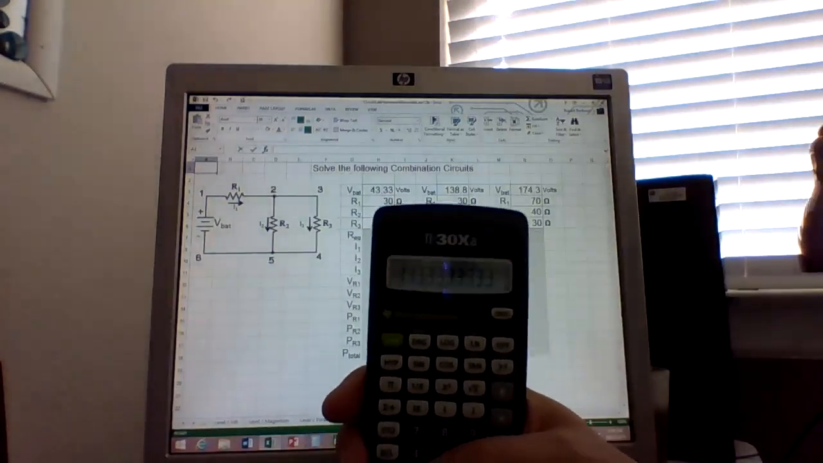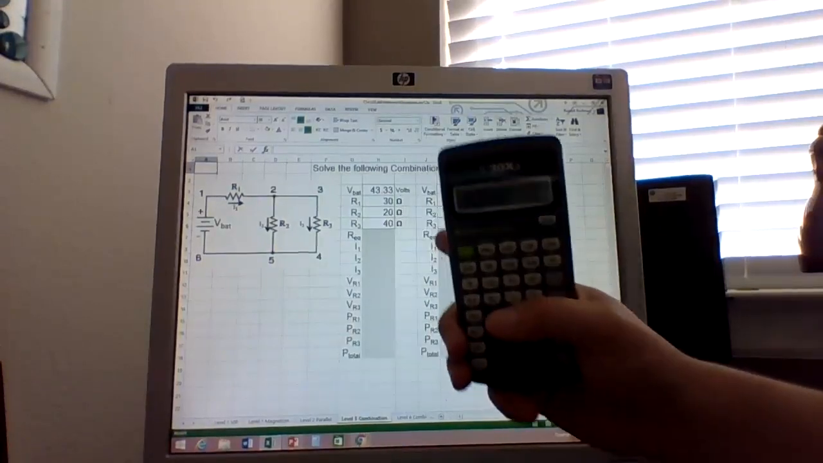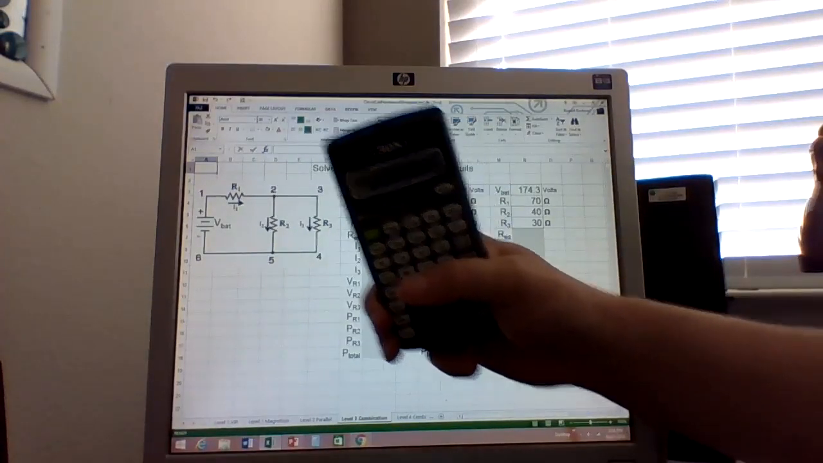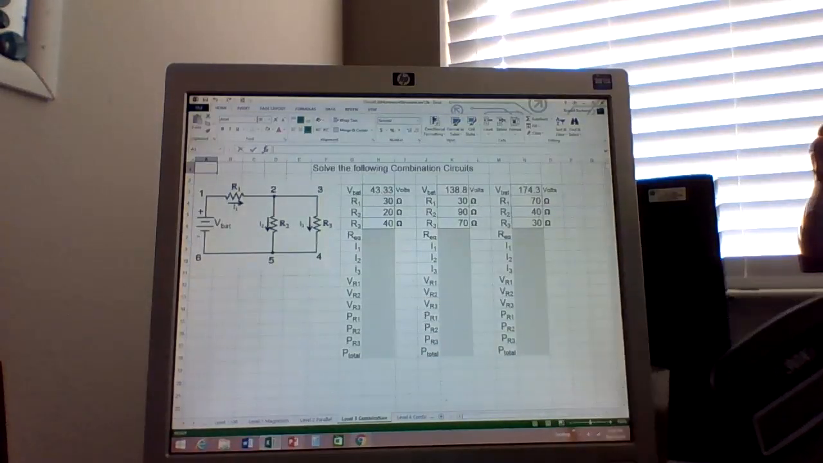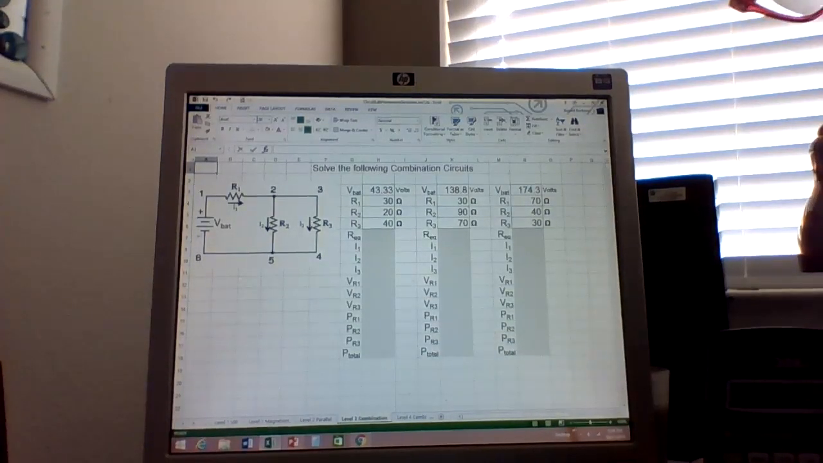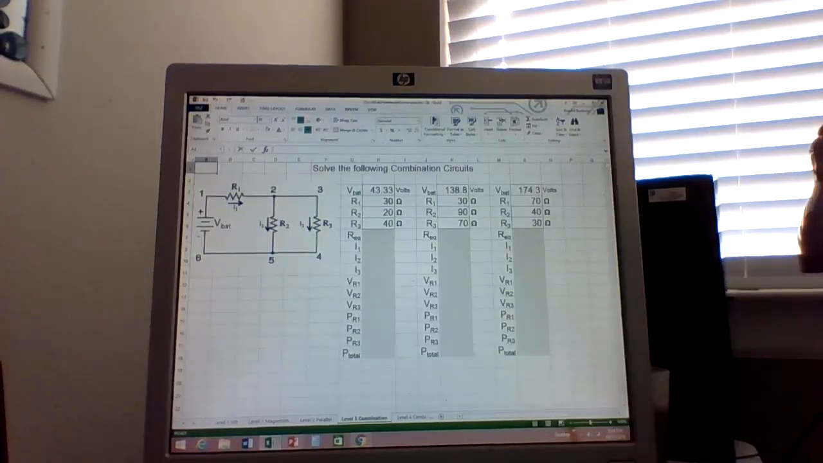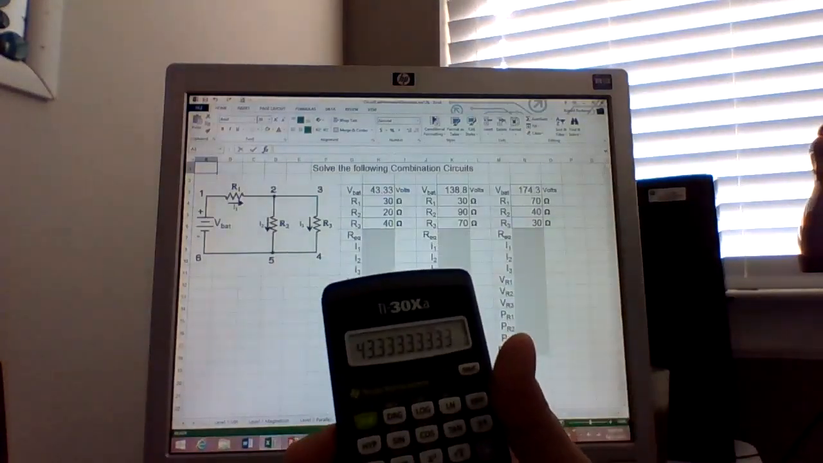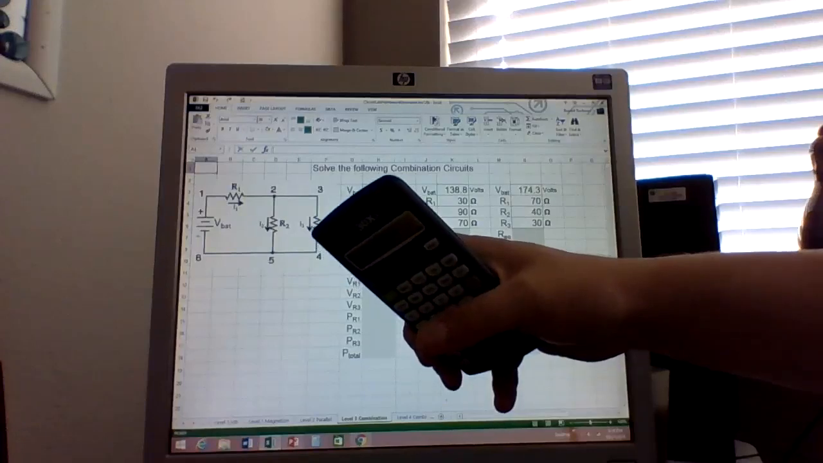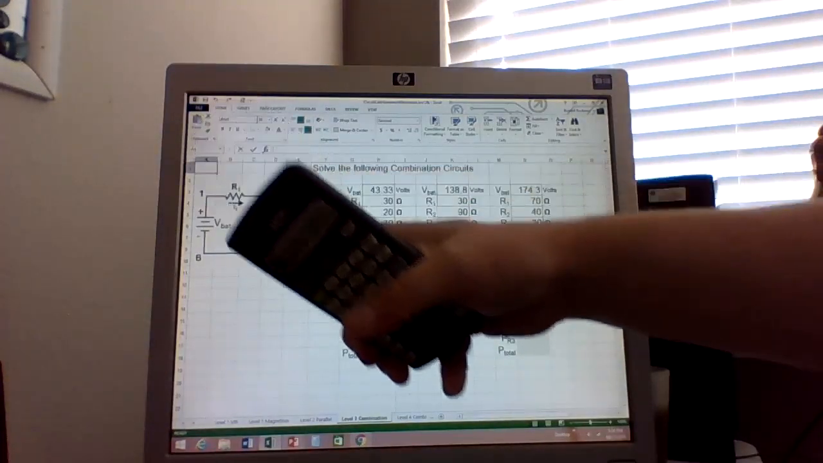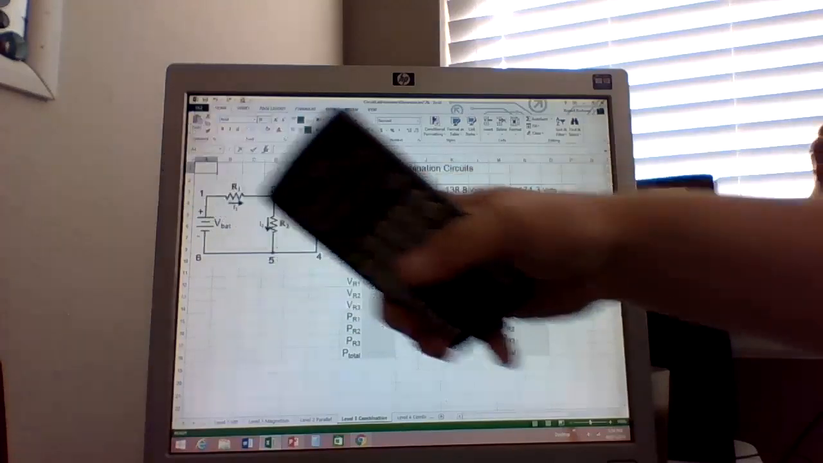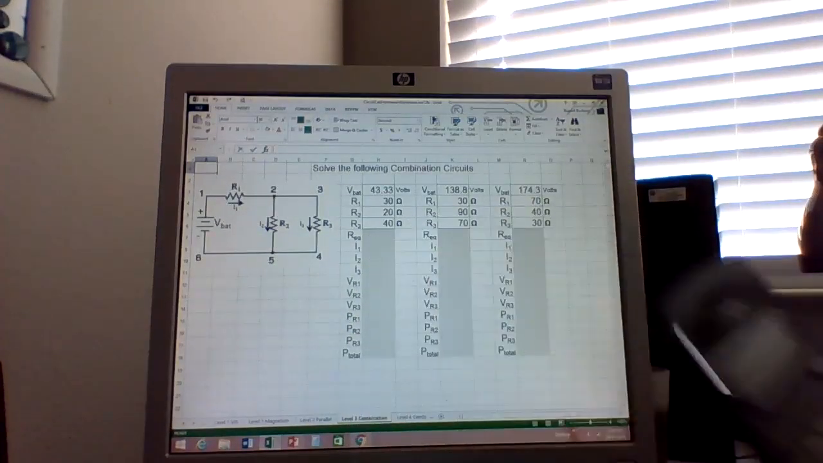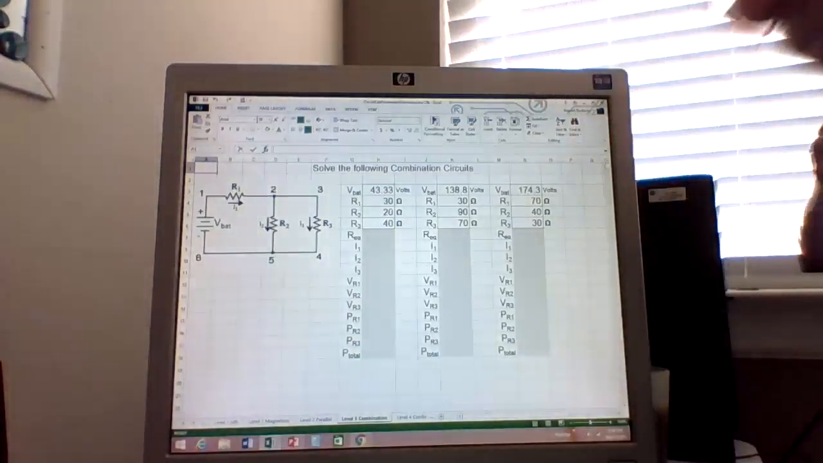Now, if 13.33 is my equivalent, and R1 is 30 in series, what's my overall R equivalent for the entire circuit? Okay, again, Mr. Katz is correct, 43.3. I took that 13.33 of these two. It's in series, so 13.33 plus 30 is 43.33. Very good.